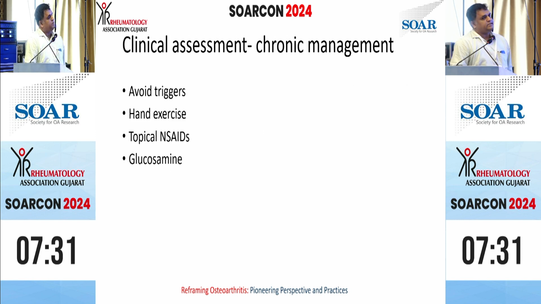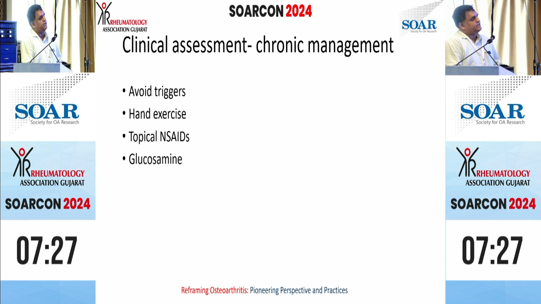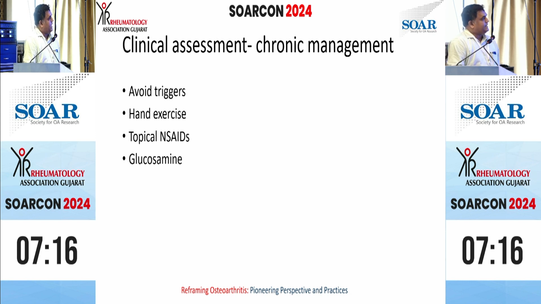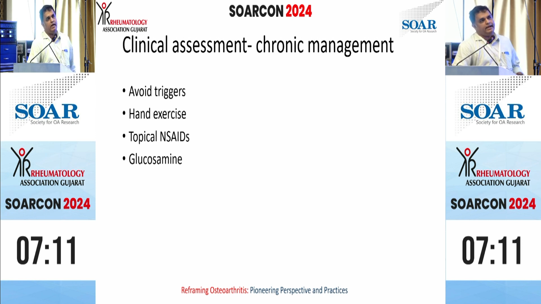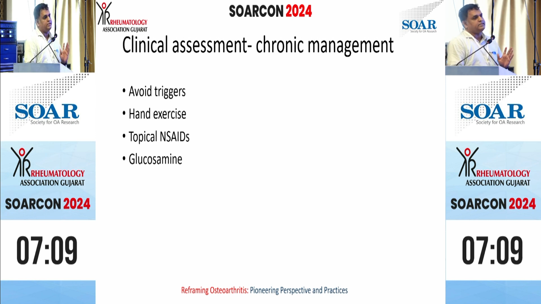So what about those patients who have come with chronic pain, or those patients who had the acute episode subside but have gone into a chronic phase? The most important thing is to avoid triggers. So those people who have CMC joint or hand joint osteoarthritis should avoid squeezing clothes or making dough. Hand exercise is very important. Every hand exercise should be done by identifying the exact positions at which the joints become strained, so it has to be individualized according to the patient. I use topical NSAIDs SOS for pain and glucosamine 1500 milligram per day.